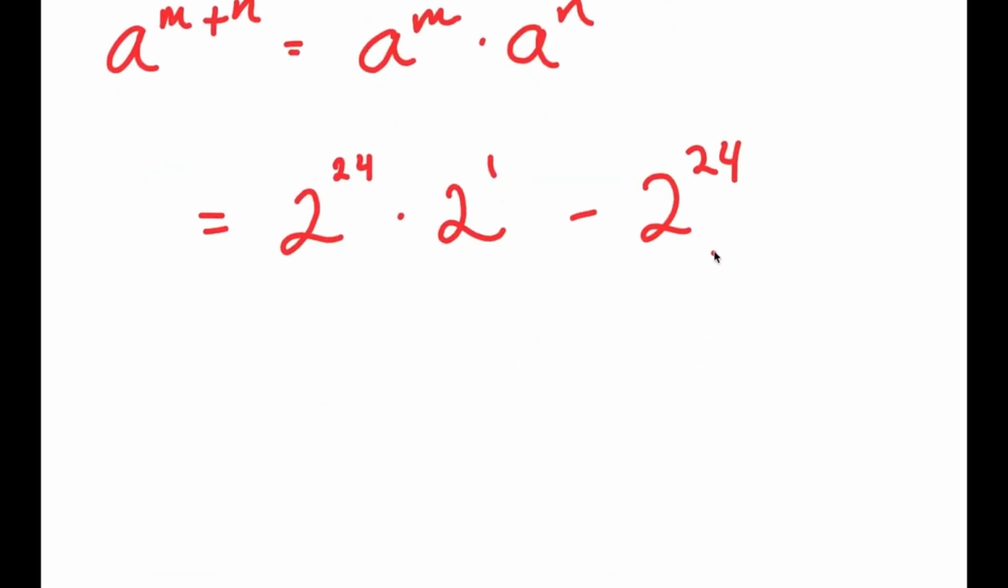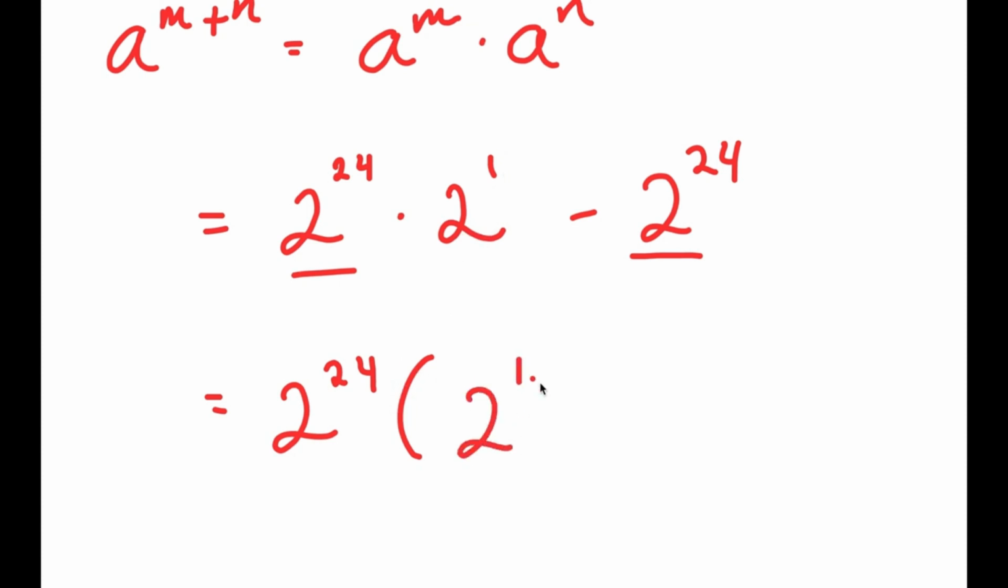Now, from here, what I'm going to do is factor out 2 to the power of 24, because notice how both of these terms have 2 to the power of 24 in them. So I get 2 to the power of 24 times 2 to the power of 1, since 2 to the power of 24 times 2 to the power of 1 divided by 2 to the power of 24 is just 2 to the power of 1. And negative 2 to the power of 24 divided by 2 to the power of 24 is just negative 1.